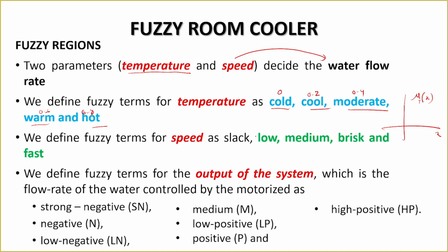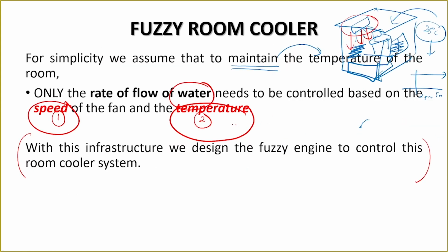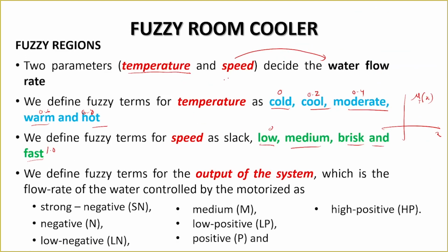The second thing is we define the fuzzy terms for speed. For example, low is 0 and so on. We have the membership function for that particular green font: low, medium, brisk, and fast. Low is 0, for example, and fast is 1.0. Then we define the fuzzy terms for the output system, which is the flow rate. Remember, only the rate of flow of water needs to be controlled, based on speed and temperature, the two parameters we discussed.